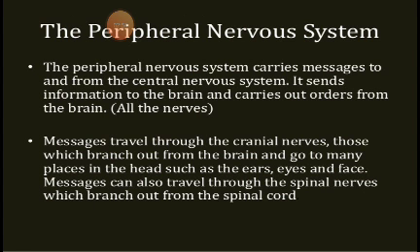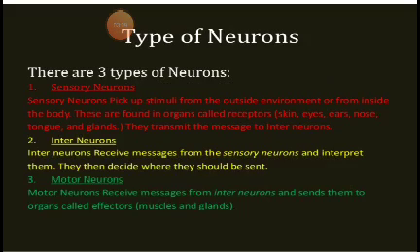Messages travel through the cranial nerves, which branch out from the brain and go to many places in the head such as ears, eyes, face. Messages can also travel through the spinal nerves which branch out from the spinal cord.